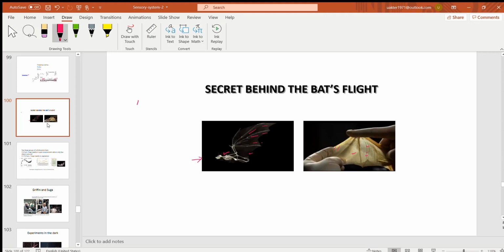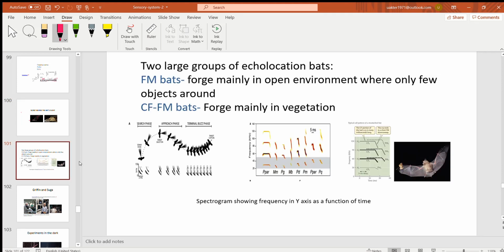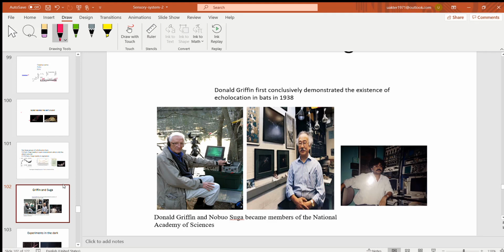And a couple of interesting experiments. Here you see Griffin, who first discovered that bats use echolocation, and this is Professor Suga. I worked with him, and this is me, interestingly, at the WashU biology lab, around 1997. So, Professor Donald Griffin did a number of interesting experiments.